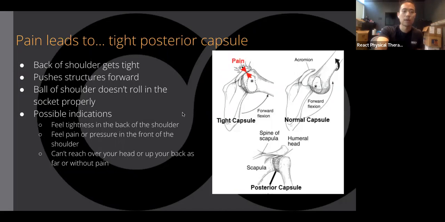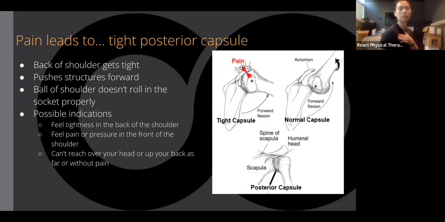So how do you know if the back of your shoulder is tight, right? You can see a PT and they can check it out. But you also may just feel tight in the back of the shoulder here. It may feel tender if you touch it. You also may feel pain or pressure in the front of the shoulder, right?